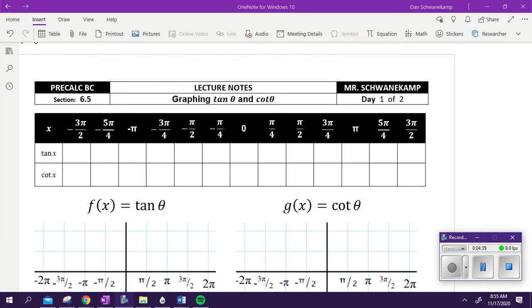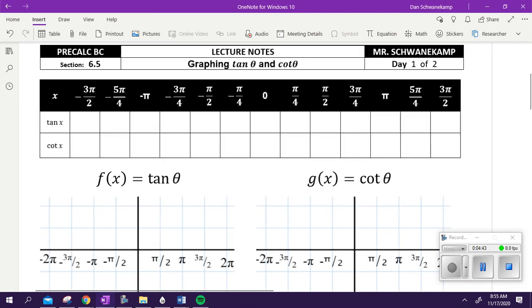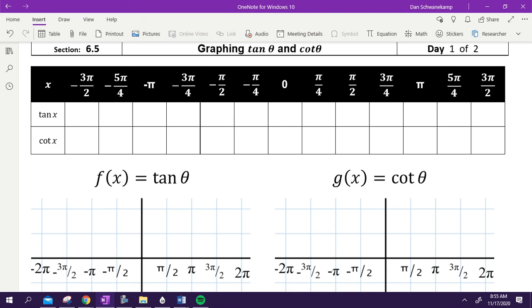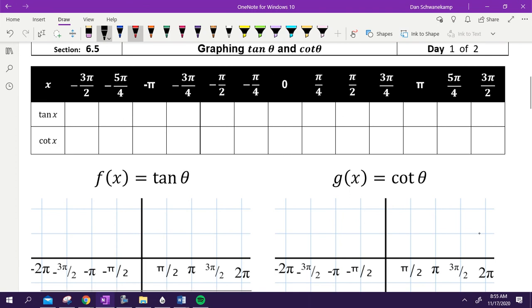Here we go. We are graphing tangent and cotangent. We're going to start off by filling in this table just like we did with sine and cosine. We're going to go fairly quickly. You just got to know your basic stuff here. We're going to start off by doing tangent, because if we do tangent, then for cotangent we just got to flip it.